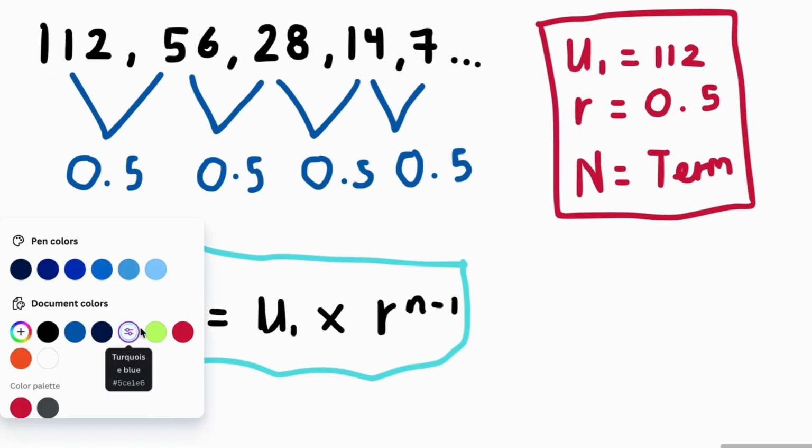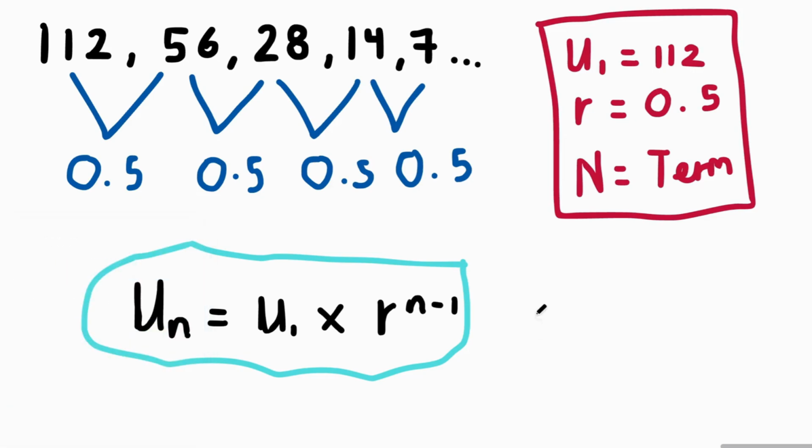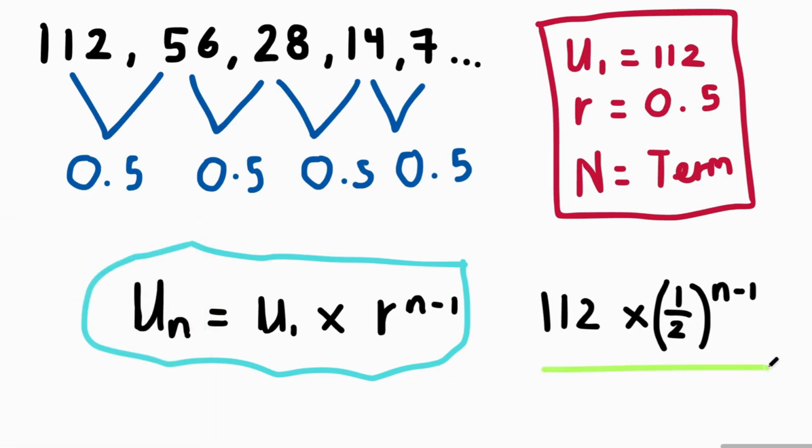Now that we've nearly made our nth term, we just have to substitute the values in. You can pause the video and try to do it yourself, or just wait here with me while I do it. So 112 times 0.5, or 1 over 2. If you write it as a fraction though, put the brackets around it so it doesn't look like the power is only being applied to the numerator. So to the power of n minus 1. And that's it. We officially have our nth term.